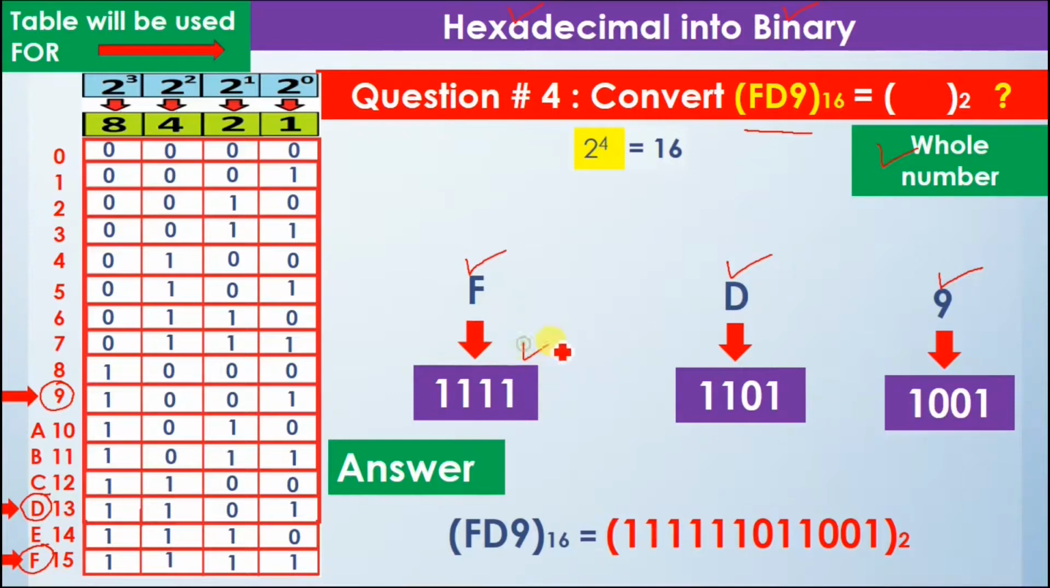Next we will combine this value and this value to get the final binary value. So we can say that the number FD9 in hexadecimal is equal to 1111 1101 1001 in binary. So this is how we can solve this question.